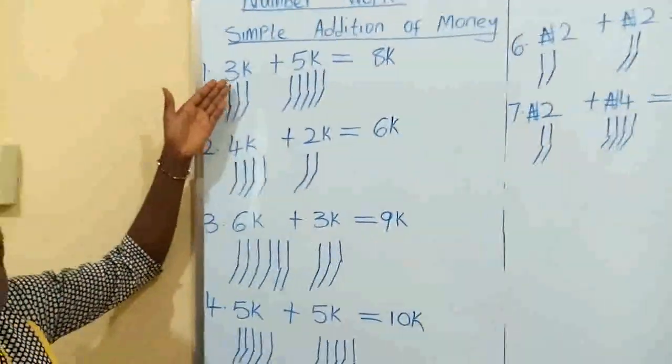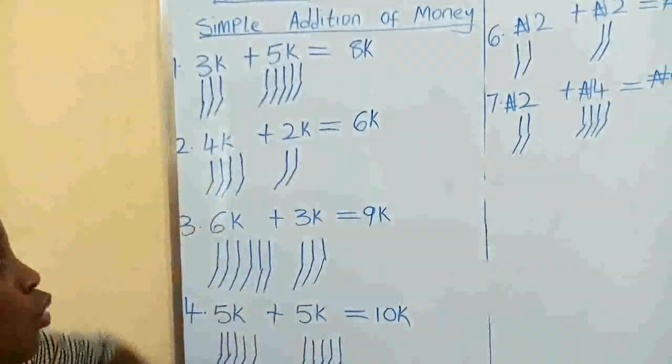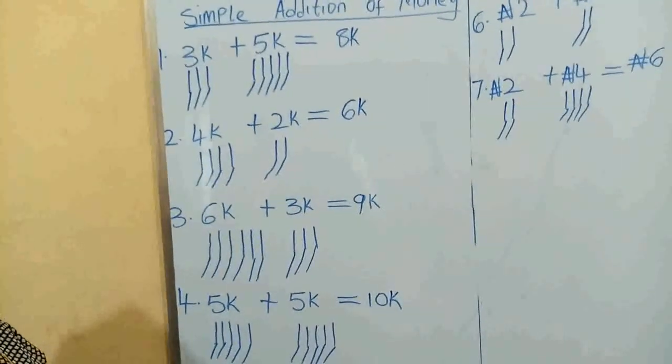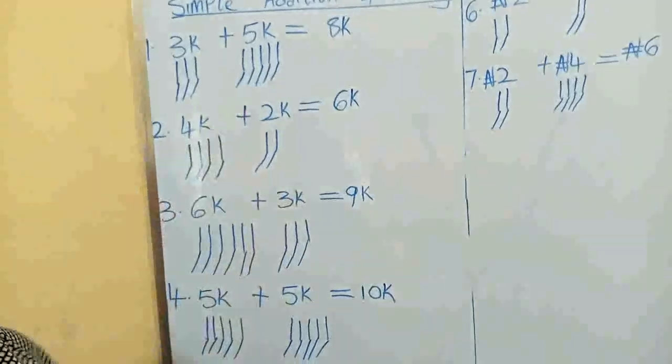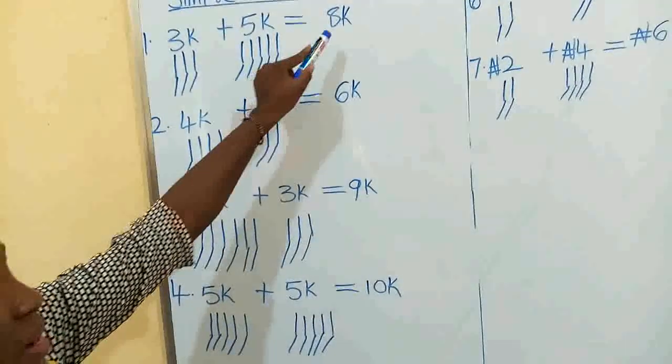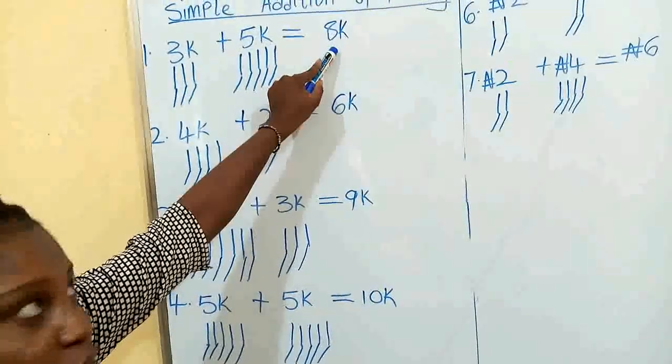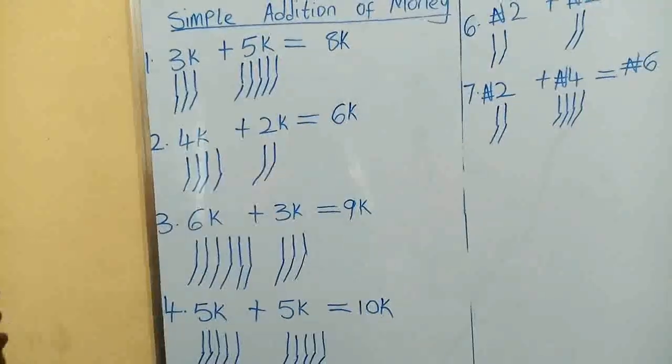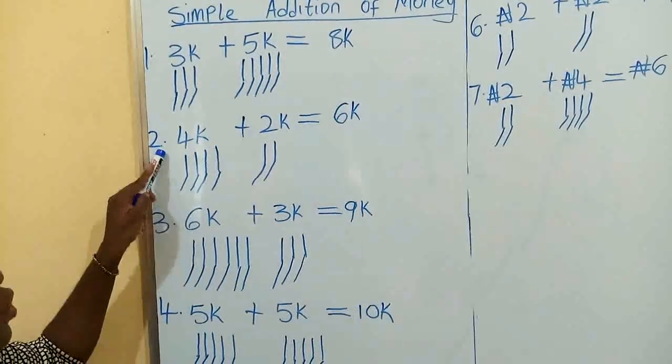Okay. We added this amount. How much was this? 3 kobo. We added 3 kobo to what? 5 kobo. And our answer was what? 8 kobo. I wrote the answer there. Okay, we move over to number 2.